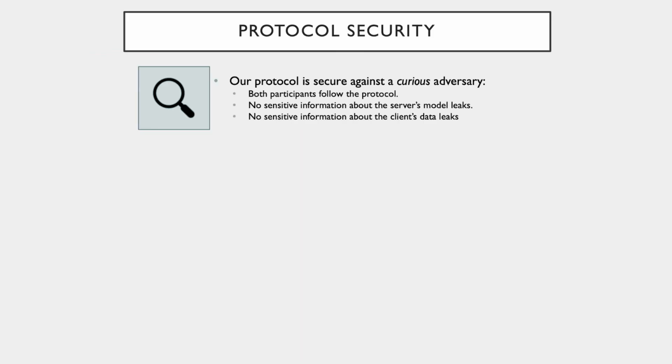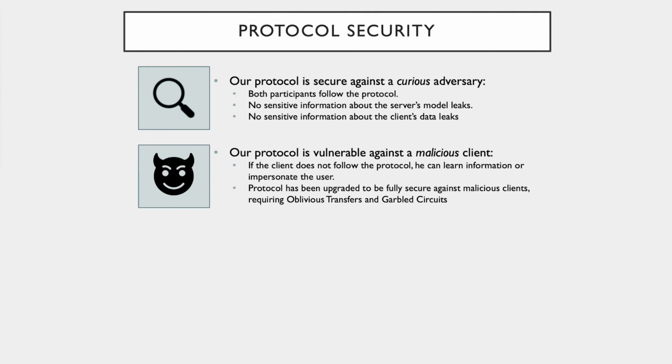Let's talk about our protocol security. So first, in the context of a curious adversary that will follow the protocol but will try to learn more than it can with the data it receives. So no sensitive information about the service model leaks if the adversary is the client, and no sensitive information about the client's data leaks if the adversary is the server.